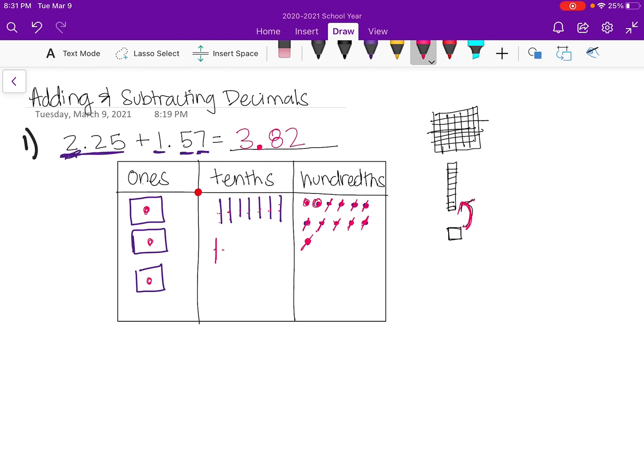So 2 and 25 hundredths plus 1 and 57 hundredths is 3 and 82 hundredths.